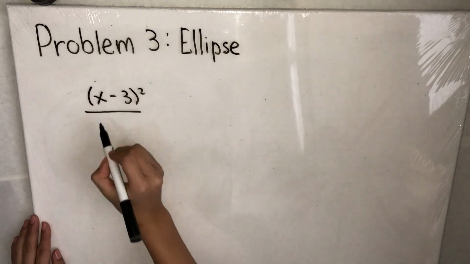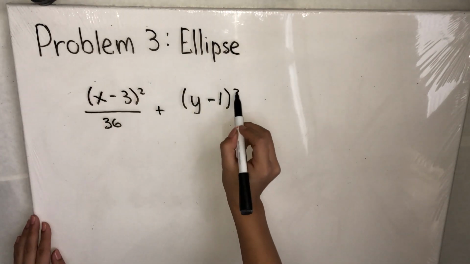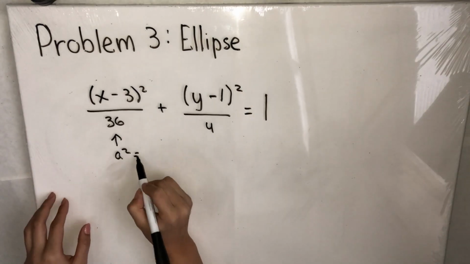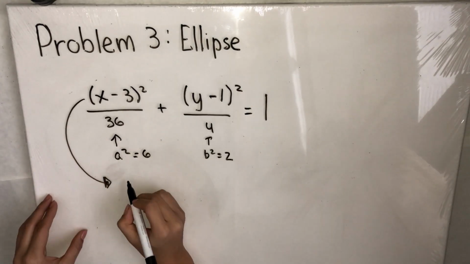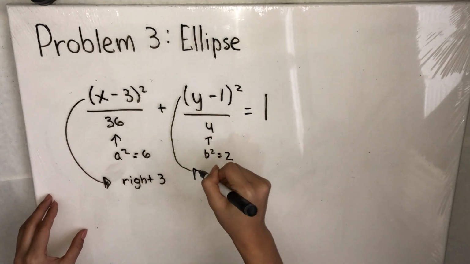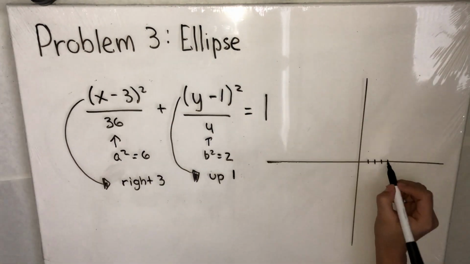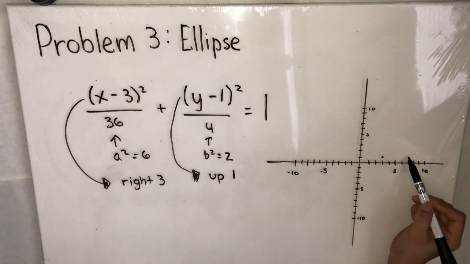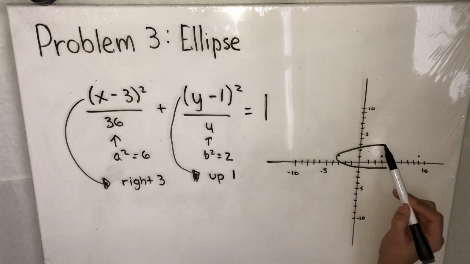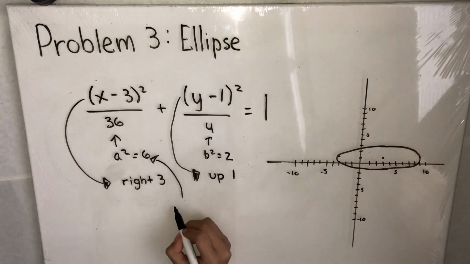Our third problem is an ellipse that's once again shifted in both the x and y direction. The square root of 36 is 6 and the square root of 4 is 2. Looking at the x and y, we can see that it's right 3 and up 1. Again, it's the opposite. This ellipse is horizontally stretched, and I know y'all that ain't the best graph, but I think it's pretty good.